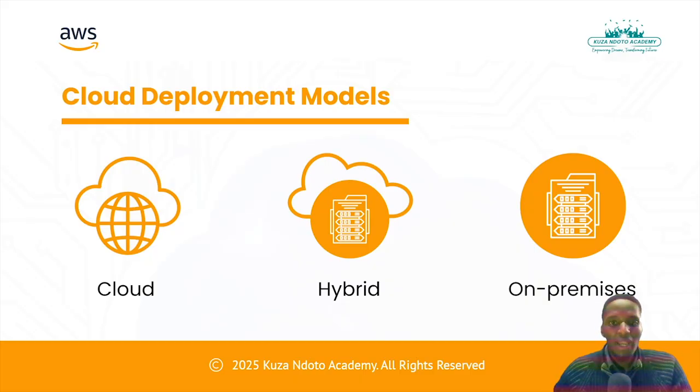A company might keep sensitive data on premises while running less critical applications in the public cloud. This approach is great for gradual cloud adoption, compliance requirements, or simply if you want to keep your flexibility. So in short, public cloud is about speed and cost efficiency. Private cloud is about control and security. And hybrid cloud is about a balance of both worlds.